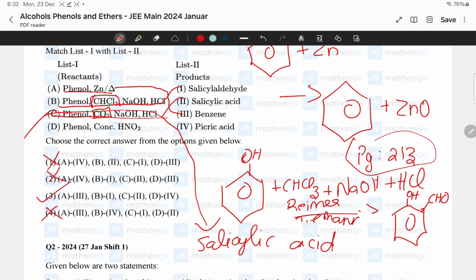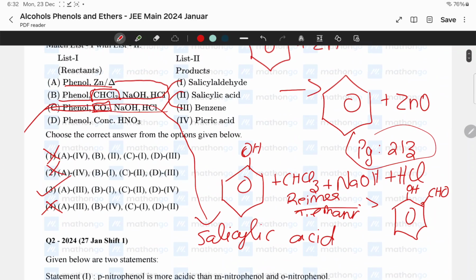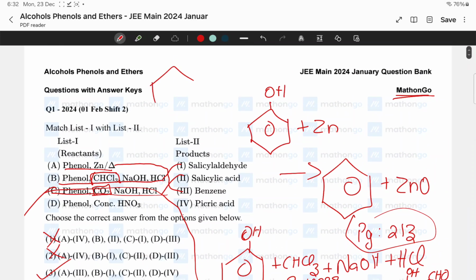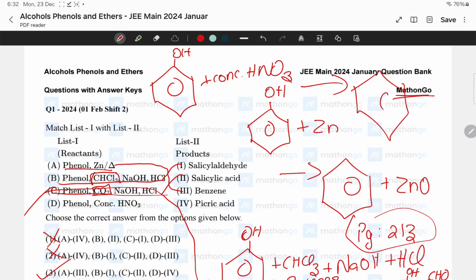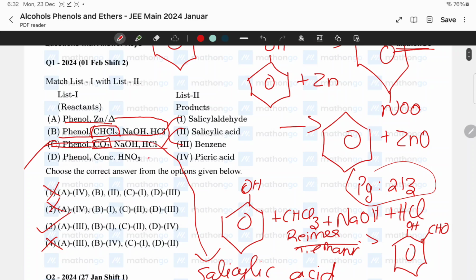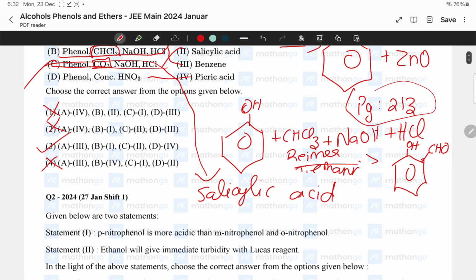Now D, phenol plus concentrated HNO3. Very simple. What does phenol plus concentrated HNO3 give? It's an electrophilic reaction, if I am not wrong. Yes, we get picric acid. What is picric acid? Picric acid is a very special acid, right? Because it has one OH and 3 NO2 groups in the ortho and para positions. This is called picric acid. So D is 4 itself. So option 3 is the correct answer.